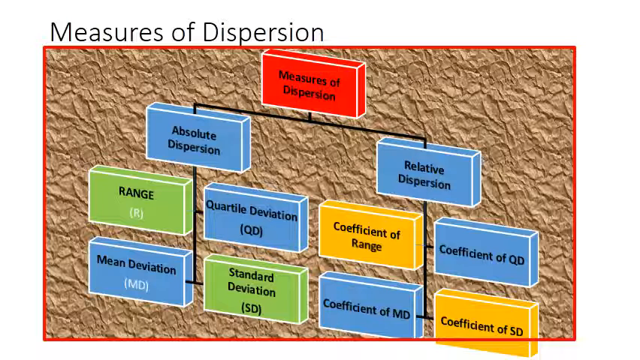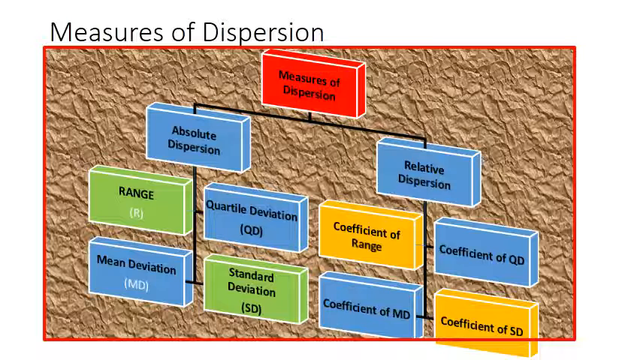But when we talk about range and quartile deviation, these two are not based on all the observations of the series, all the observations of the data. Range and quartile deviation do not include all the observations. Mean deviation and standard deviation include all the observations of all the items in the series.